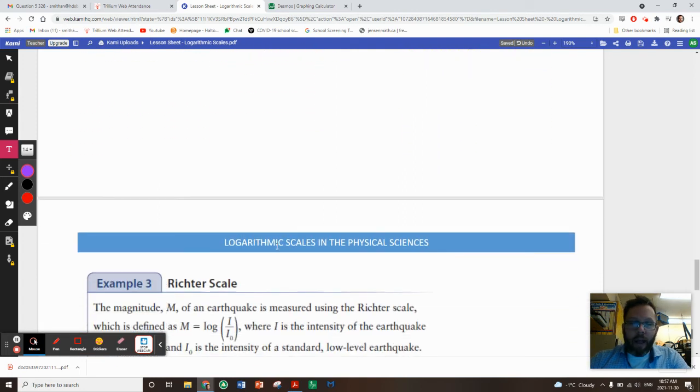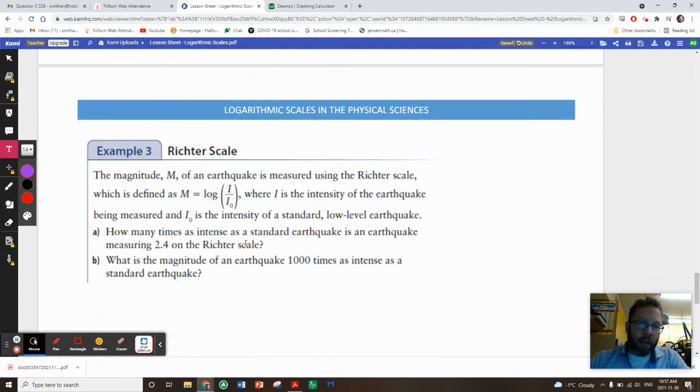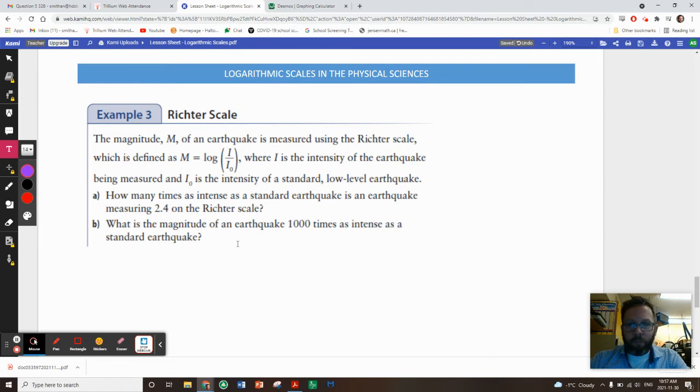The third one we're going to look at, and I'm sure you guys have heard of this one, is the Richter scale. So earthquakes, kind of like pH levels, have a huge variety in their intensity. You can have very small, imperceptible earthquakes, or really huge, building-shaking earthquakes. And in order to compare them, we have to use the logarithmic scale.